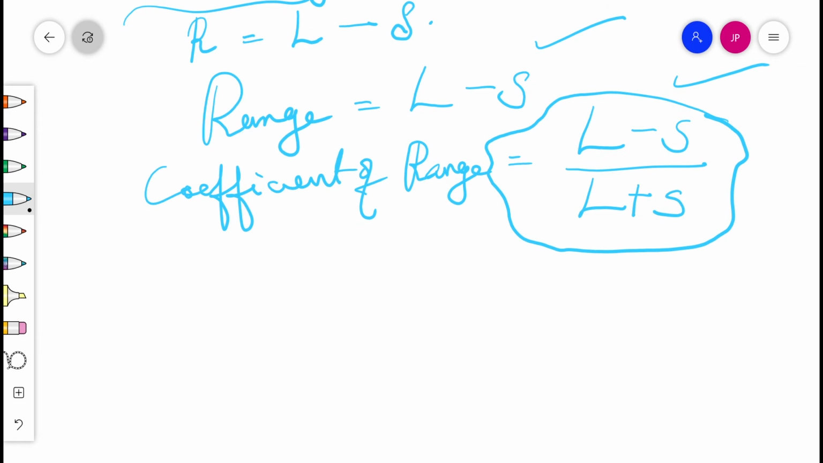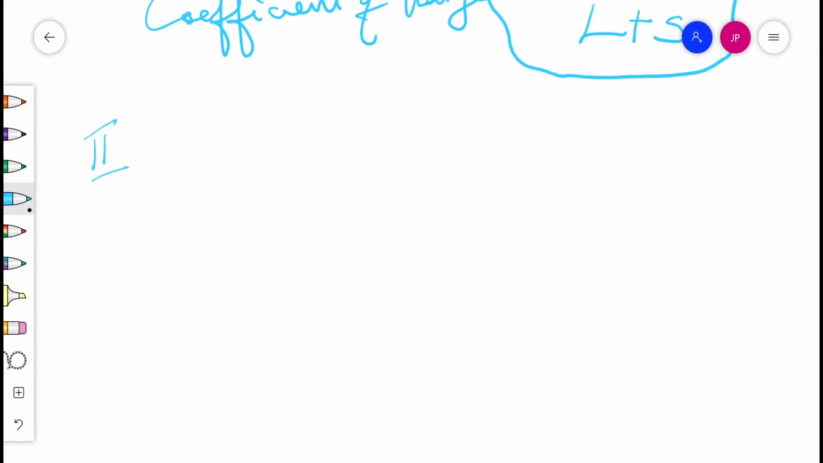What are the merits of range? Range is simple to understand and easy to calculate, and it is widely used in statistical quality control, and there are many uses. Meanwhile, what are the demerits of range? It's affected by extreme values in the series. It cannot be calculated in the case of open-ended series, and it is not based on all the items of the series.